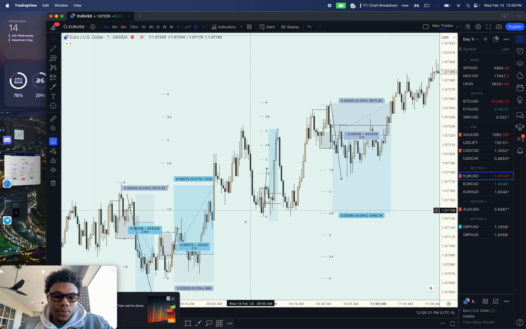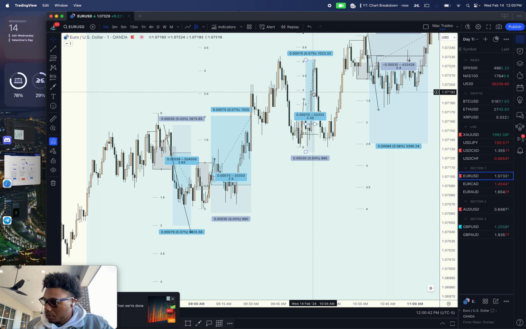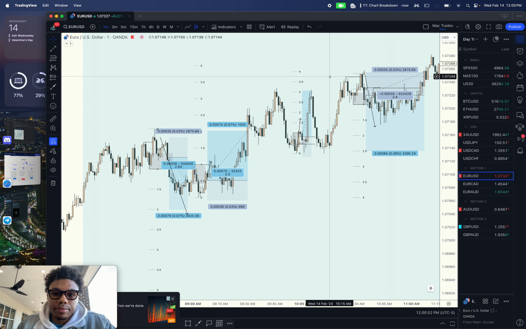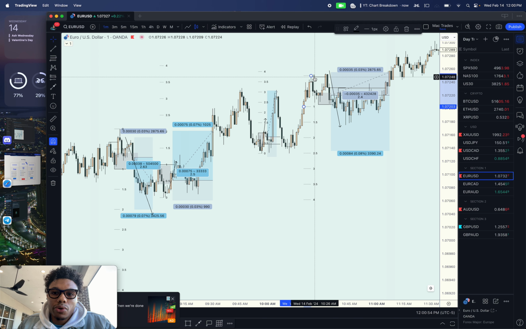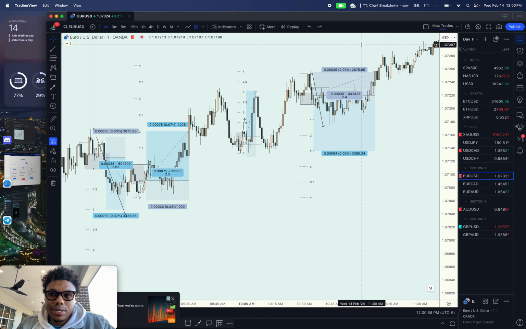Let's go to Euro USD. We have minus 1% here. We have a plus 2.5% here. We have a plus 2.33% here. Then we have a minus 1% here. So for the day, we're up 7.73%, trading 3 assets.